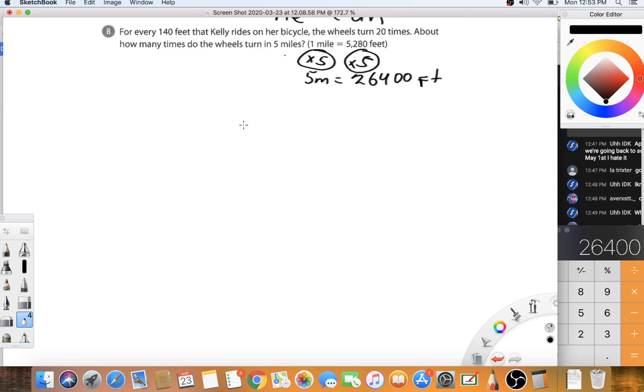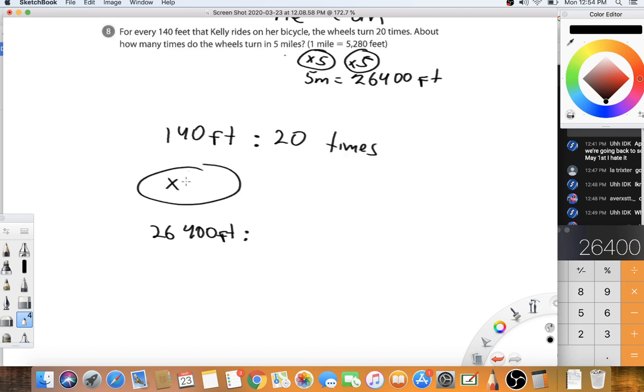Now, we know that in 140 feet, this wheel turns 20 times. So we want to find out how many times it turns in 26,400 feet, which is the 5 miles. So we need to find out, what do we multiply the 140 by to get 26,400? That's how much 5 miles would be. Because if I find out what this multiplication is, it'll tell me how many times this wheel turned in 5 miles. This right here is the 5 miles. That's why I put it here.